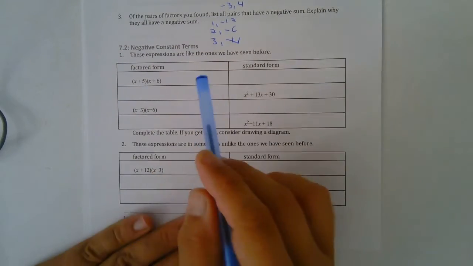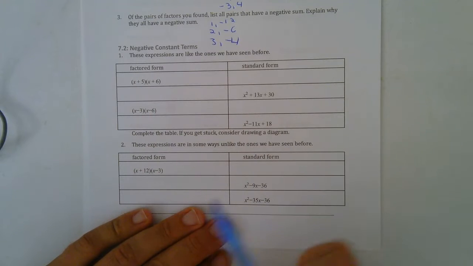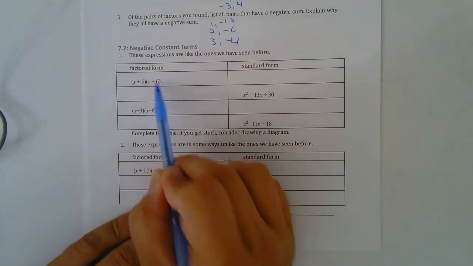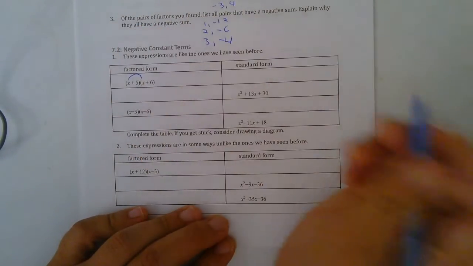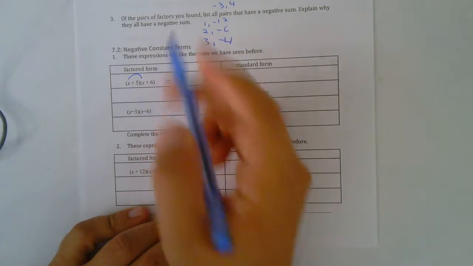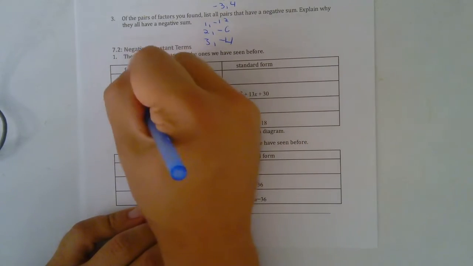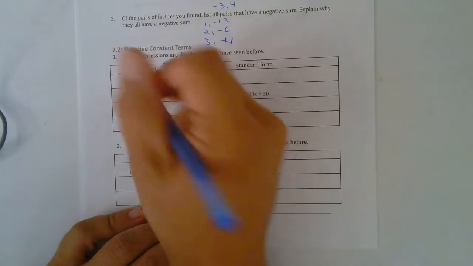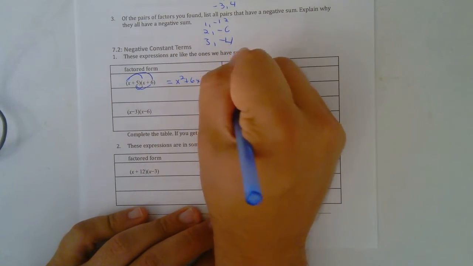So now we're going to work on what happens with negative constant terms. So first, let's review. If we have x plus 5 times x plus 6, we're going to practice distribution. So x times x is x squared. X times 6 would be plus 6x. X times 5 would be plus 5x. And 5 times 6 would be plus 30.